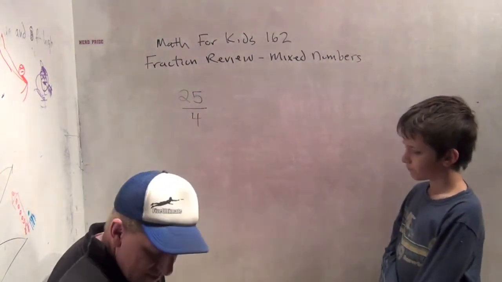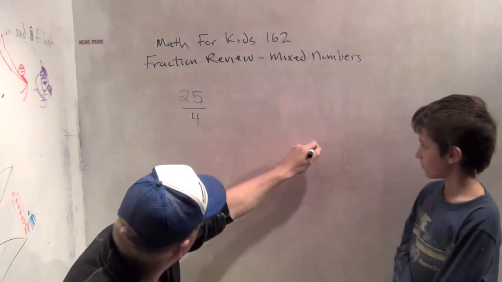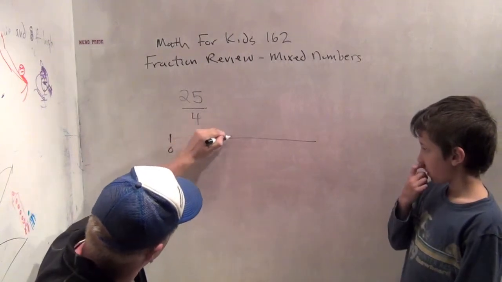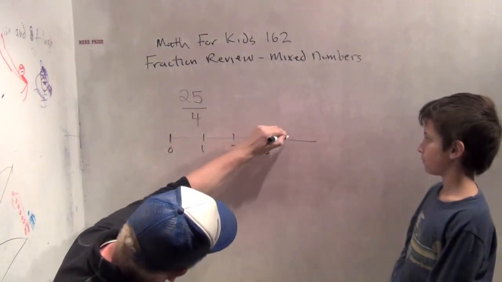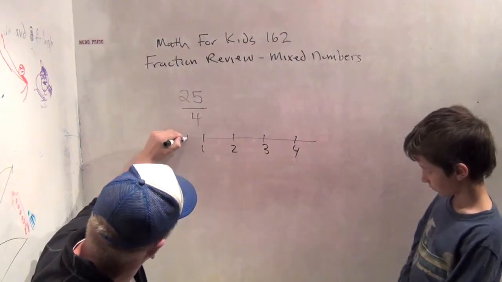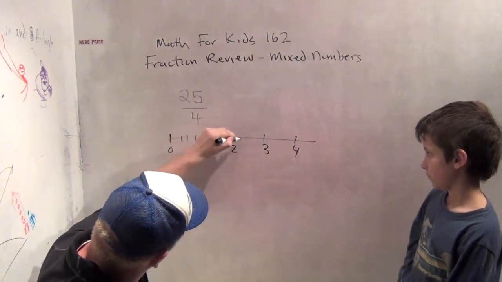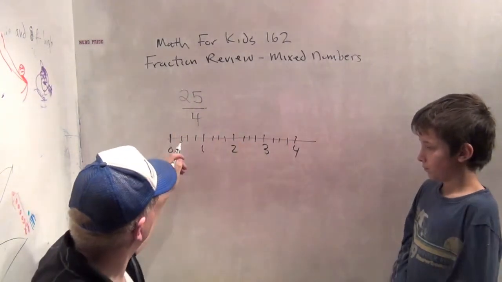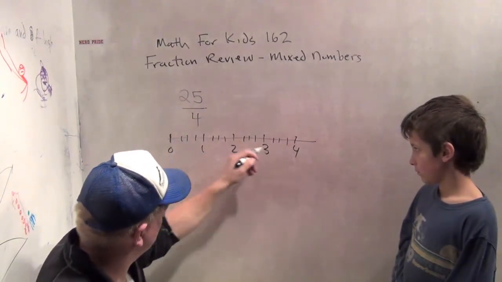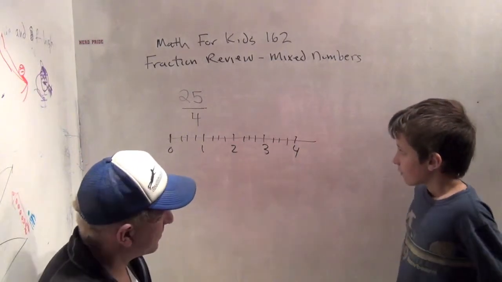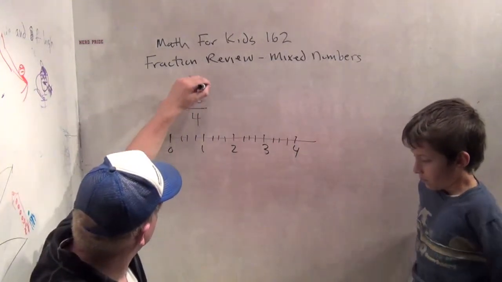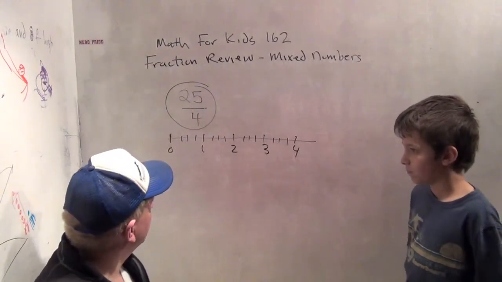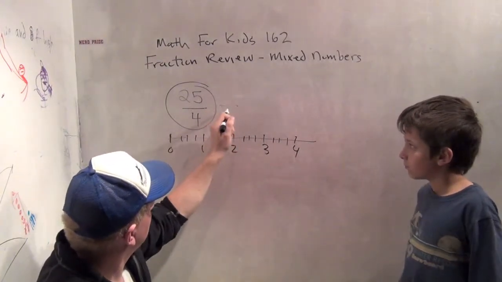Yesterday we talked about the number line. We can start at 0, and 1 and 2 and 3 and 4. If we wanted to count our fourths up to 25/4, we'd be counting for a long time. 1, 2, 3, 4, 5, 6, 7, 8, on down. Keep going. So it's hard to know what this number is, but what we want to do is break it down into two things that we know.